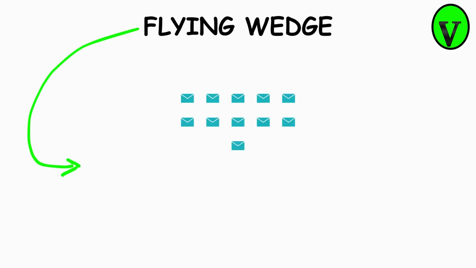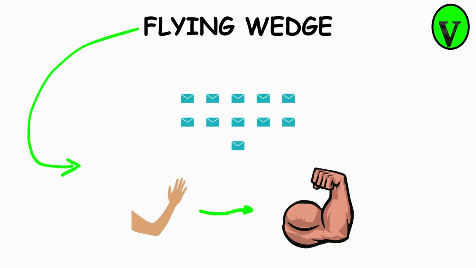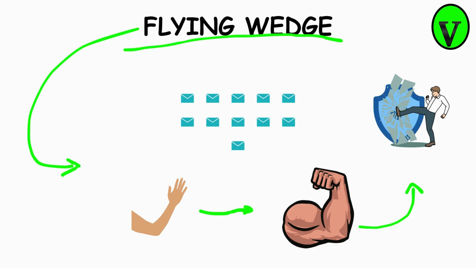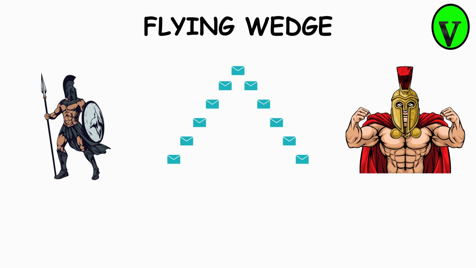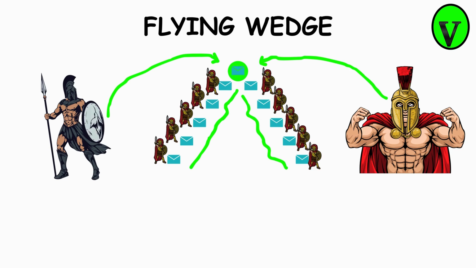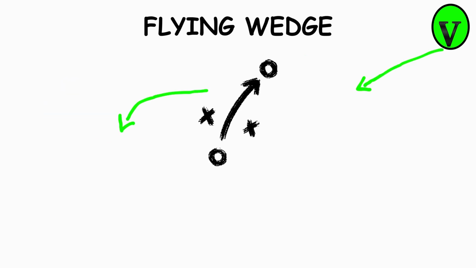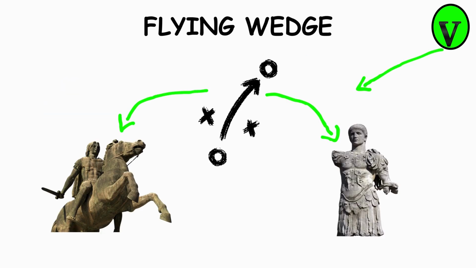Flying Wedge. The Flying Wedge is a tactic used by a group of fighters to gain visual superiority and break through enemy defenses. This tactic is formed by positioning in a V formation. The most experienced and strongest soldiers are positioned at the pointed end. On the sides are the support troops. This battle strategy was used by Alexander the Great and the Roman legions.